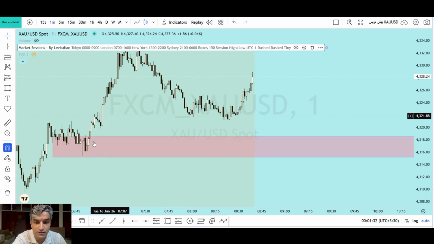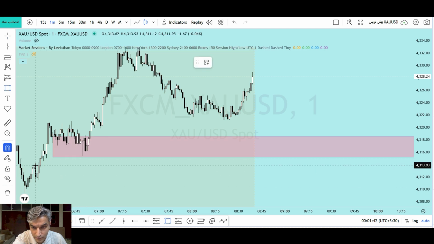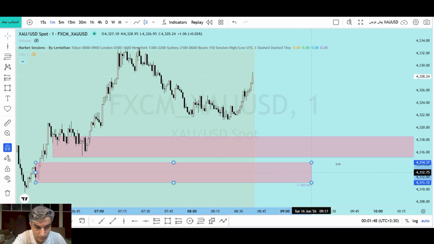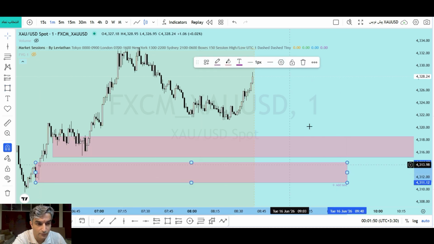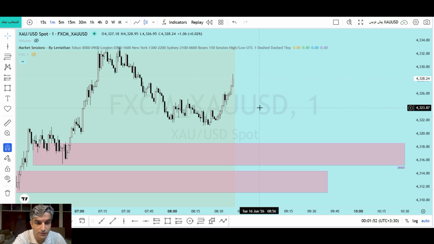When we focus on our POI area, as you see, there is an unmitigated block here, and lower than that there is another area that is still unmitigated. We are just waiting for our setup.